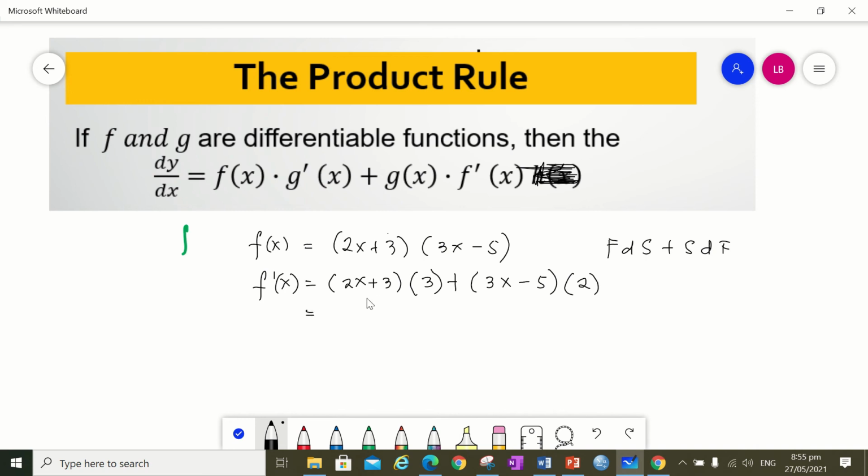Then we have to simplify. Using the distributive property, we have 6x plus 9 plus 6x minus 10. Combining like terms, 6x plus 6x is 12x. Then positive 9 and negative 10 gives negative 1. So this is the derivative of the given function. So that's the product rule.